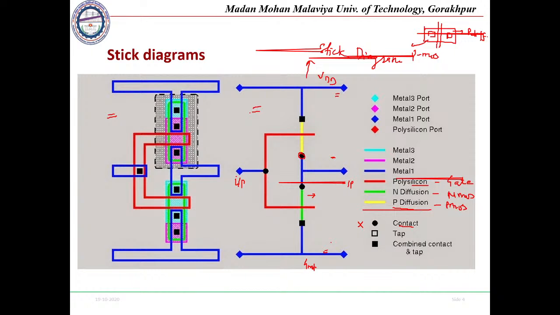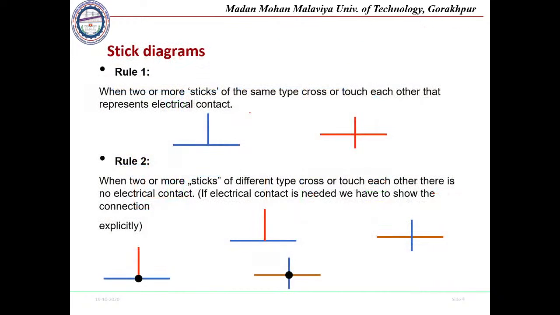The placement of different components inside the layout is also important, so we should optimize that placement before going for layout design. That optimization takes place through stick diagram analysis. In the stick diagram, there are different rules. Rule number 1: when two or more sticks of the same type cross or touch each other, that represents an electrical contact.